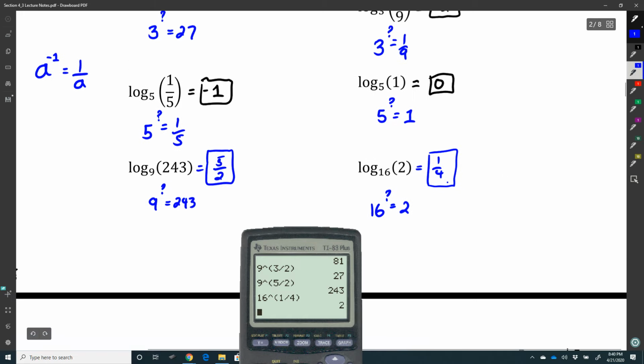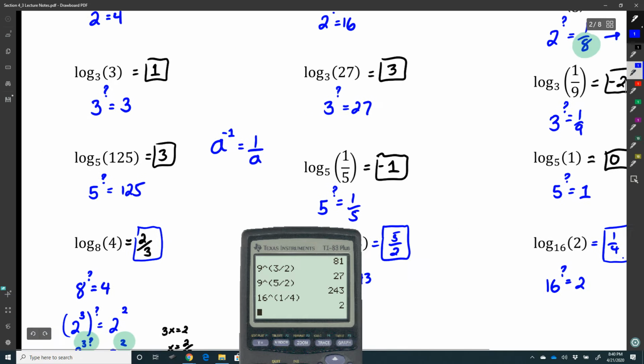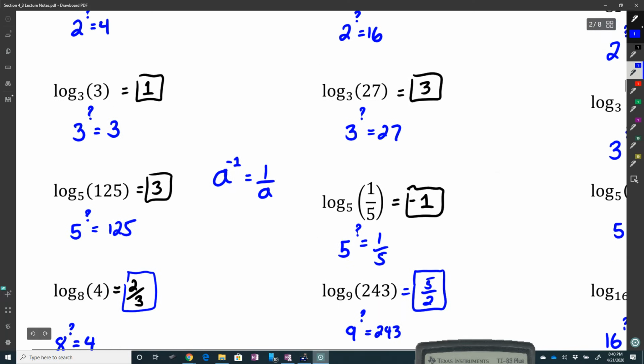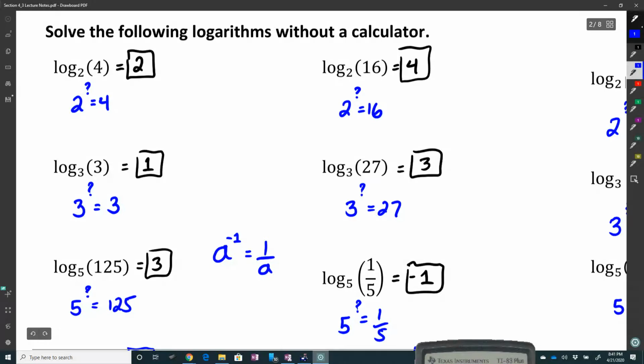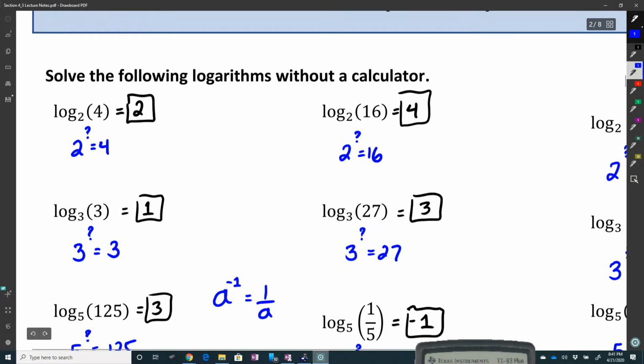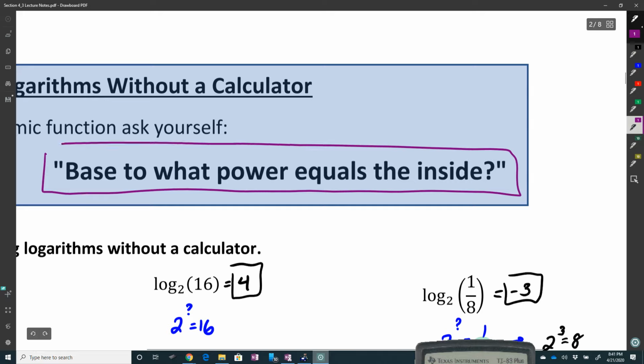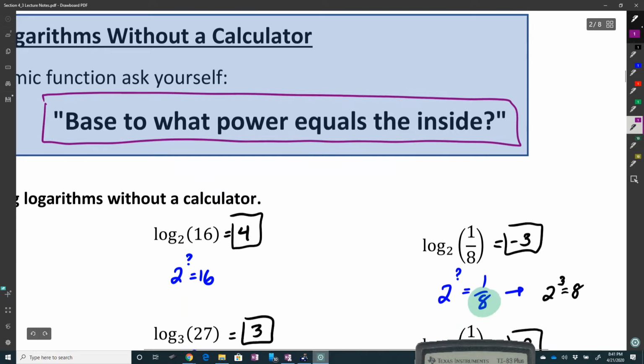All right. So most of the problems in this section, when you see the homework and they say do it without a calculator, this is what they mean. You can use your pencil, but they want you to do this mental converting. Base to the what equals the answer. Base to the what equals the answer. All right. So let's go to the next page.